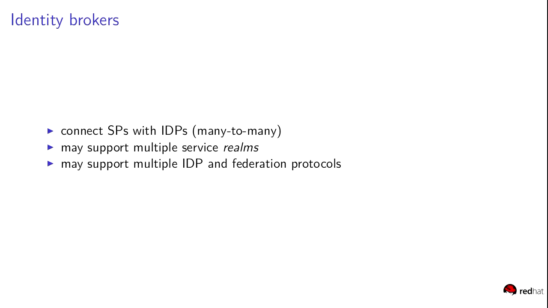So in the discussion of the protocols so far, we've talked about three entities: the user agent, acting on behalf of a user, a service provider, and an identity provider. In a lot of cases, it is useful to introduce a fourth party into the mix, and that's an identity broker. The identity broker basically sits in between service providers and identity providers and is able to manage realms where you're connecting service providers to identity providers in a many-to-many relationship, or potentially many-to-many.